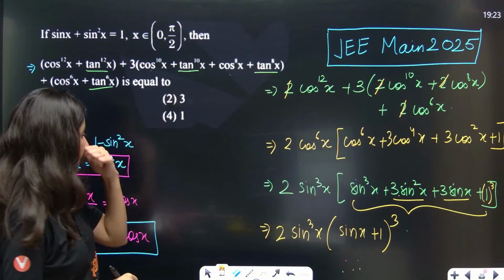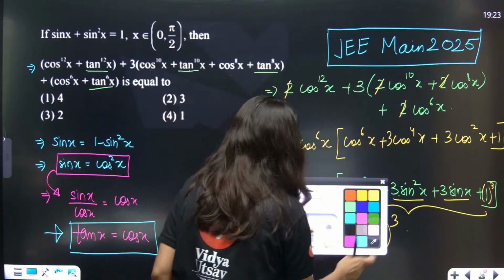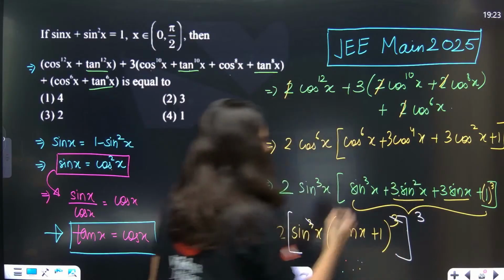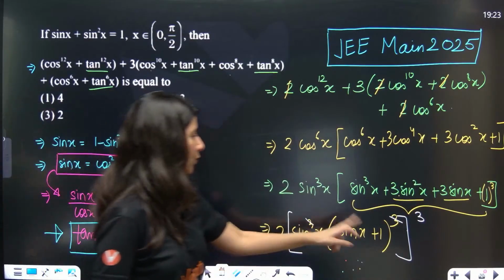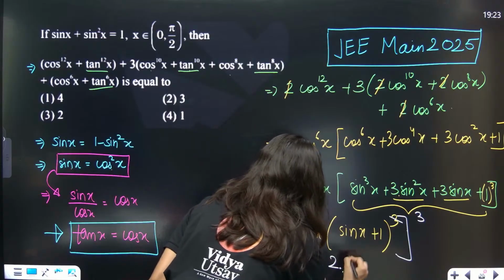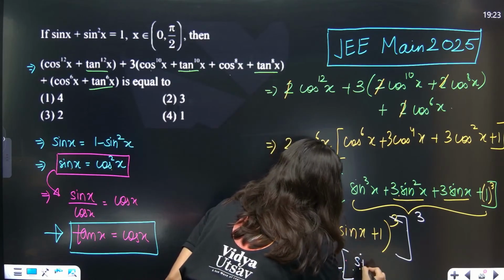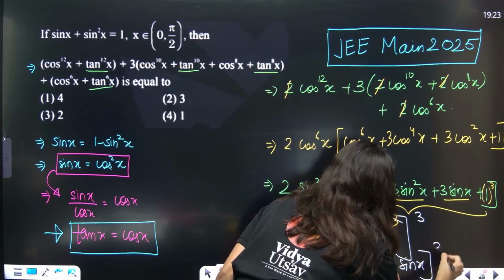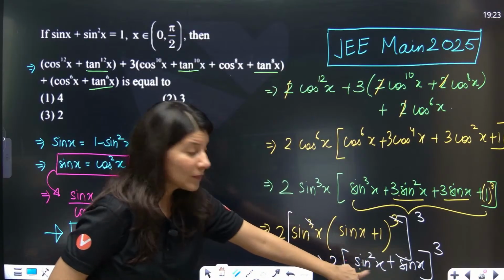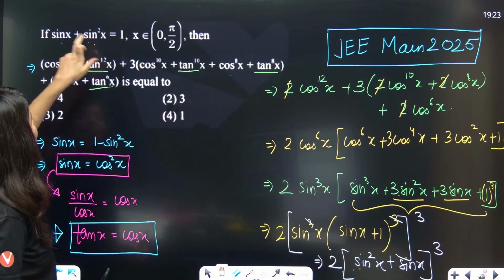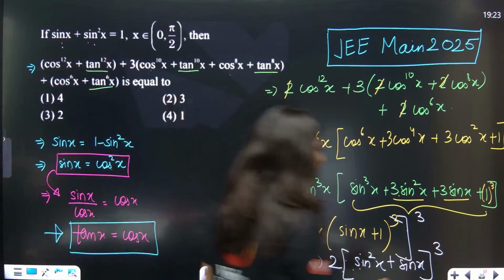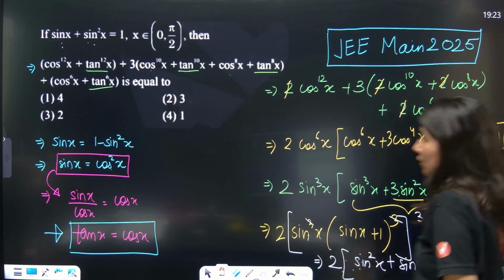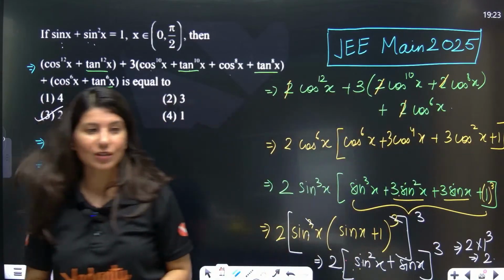Everybody? Okay. And you know what we can do is this cube I can remove and I can make this as a whole cube. So 2 will stay outside, sin x into sin x, sin square x, sin x into 1, sin x, and there is a cube over here. So sin square x plus sin x, can you see, is simply 1. So this is going to give you 2 into 1 cube, that is just 2. So 2 is the absolutely correct answer for this particular question.